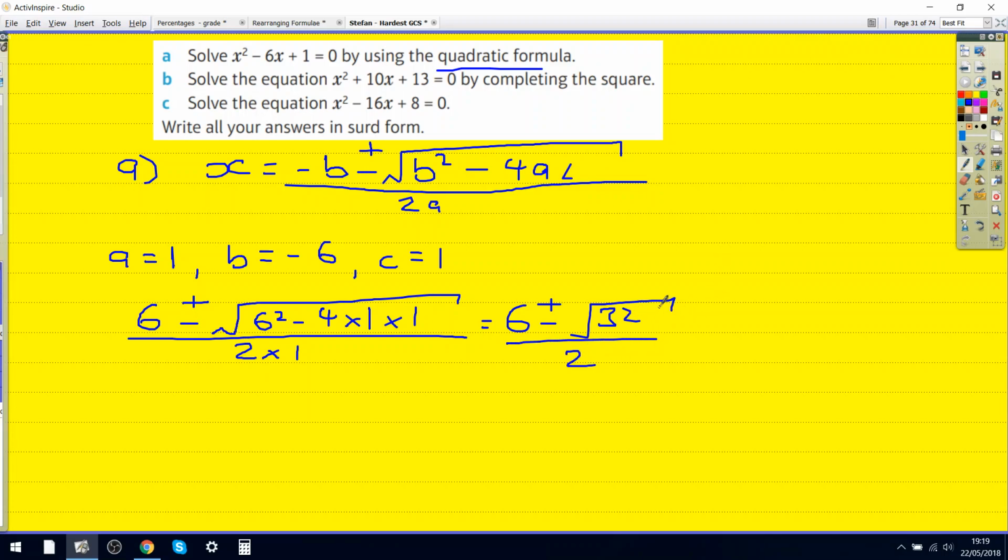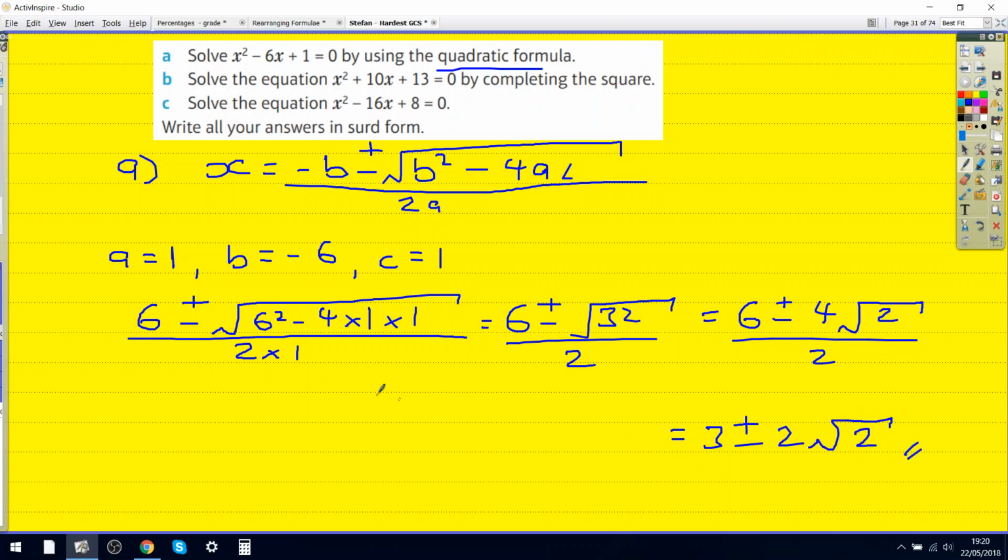Do they want it in surd form? So that would be x is 3 plus 2 root 2. Yep. Or x is 3 minus 2 root 2. Yeah, that's it. That's 2 over 2. And then if you half the top and bottom, or half everything, 3 plus or minus 2 root 2 all over 1, which is the same thing as just by itself.